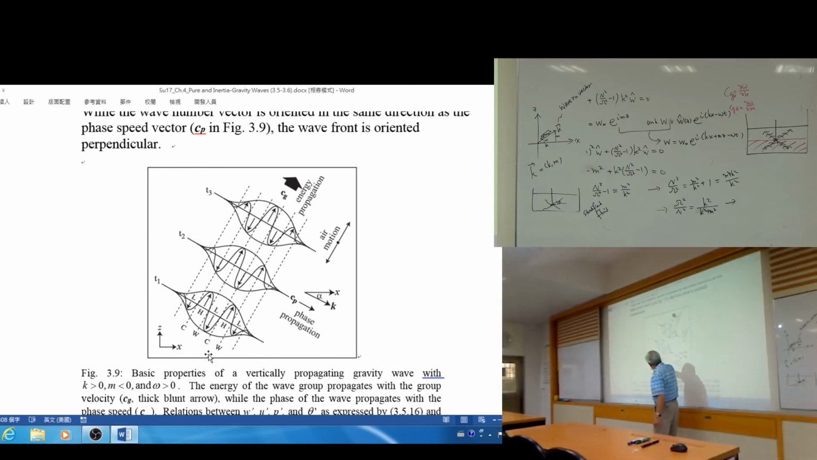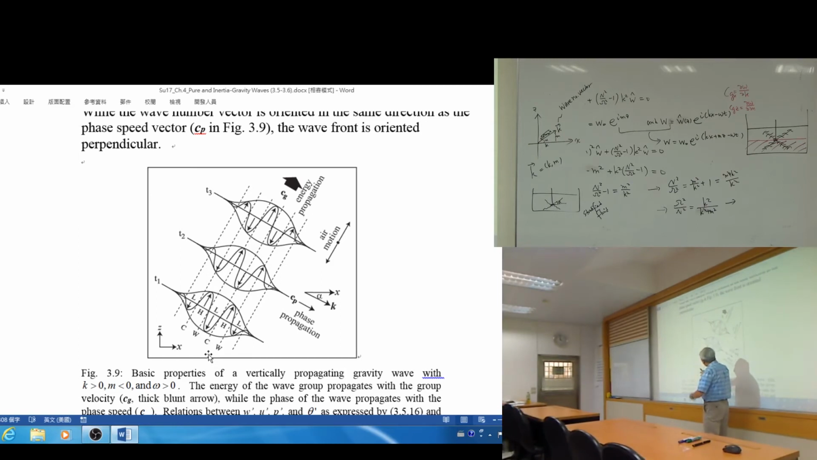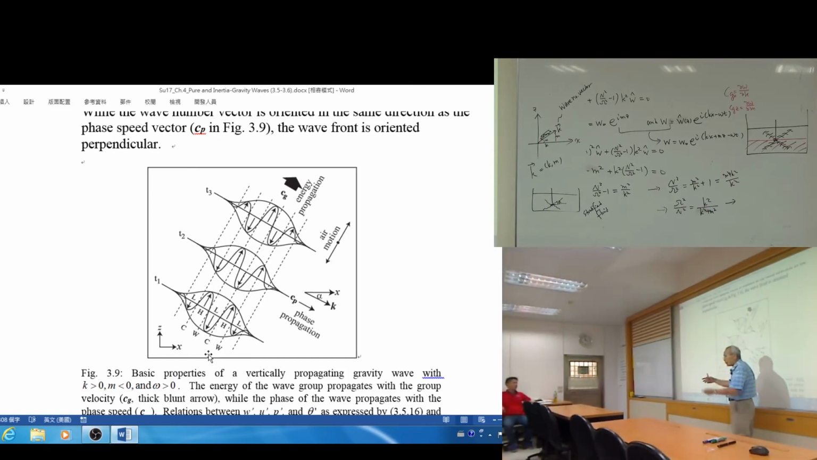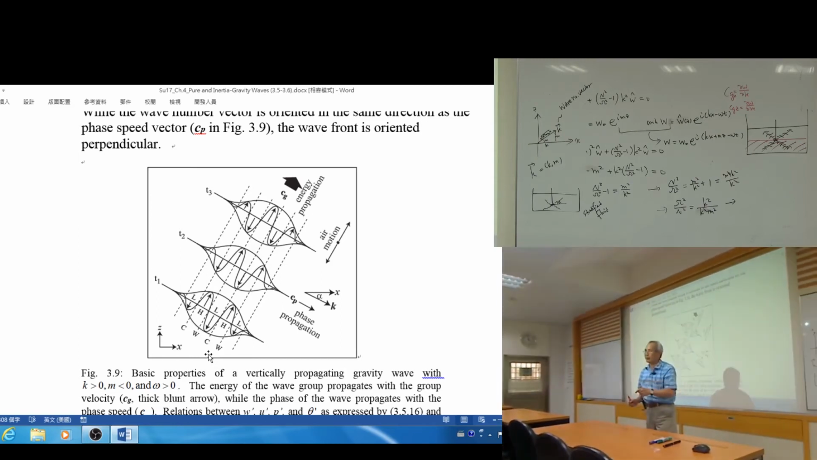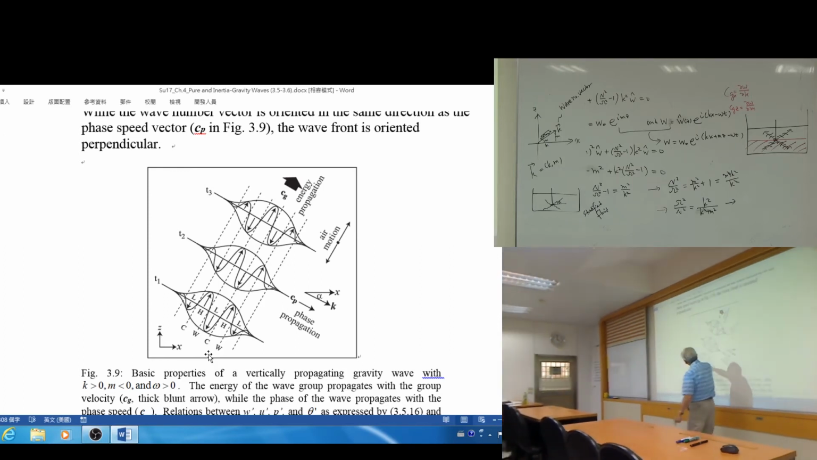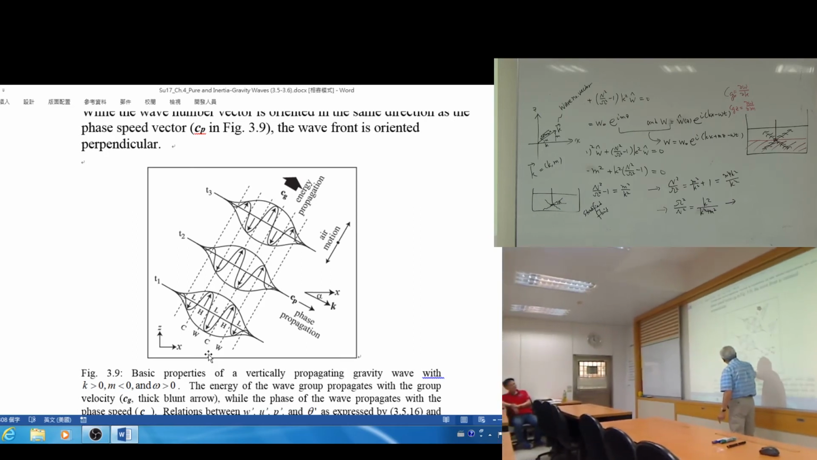And also based on the equations, we can derive the relationship between W prime and theta prime, and that can determine where you're going to have cold region, warm region, and you can have P prime relation with W prime. That gives you where is high pressure, where is low pressure. That's why we have those high, low, cold, warm regions.